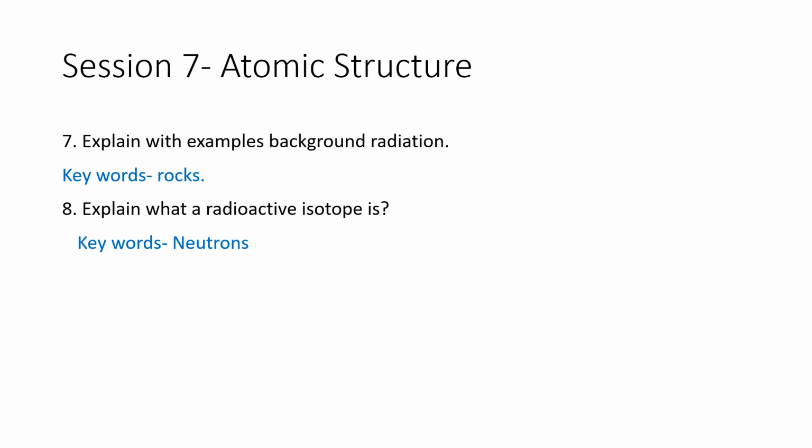Okay, so the final question's on the atomic structure section. Question number 7, explain with examples background radiation. Okay, so tell me what it is, and then give me a few examples of where the main amounts of background radiation come from in the UK.